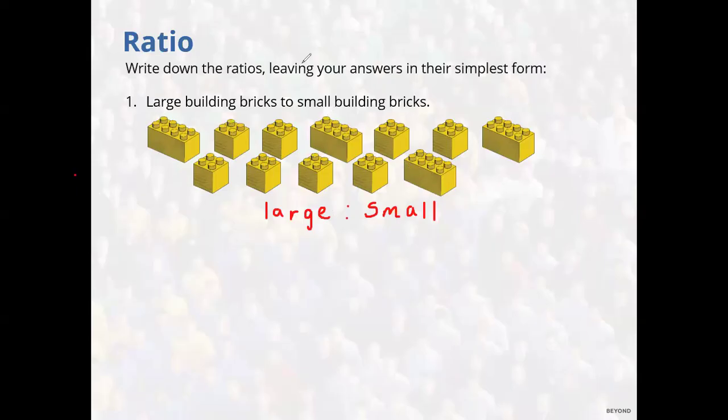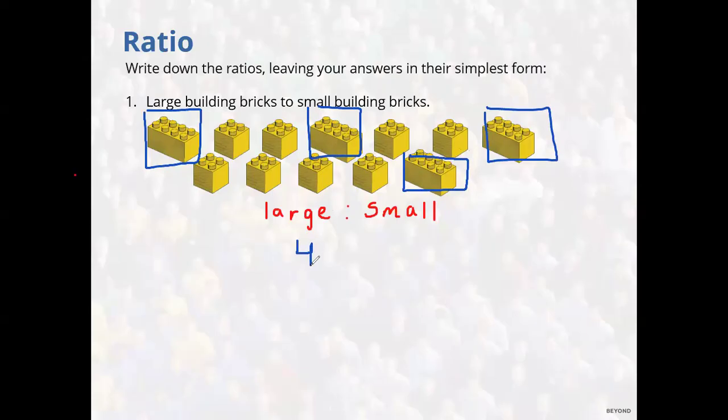Let's count the large building bricks, and I'm going to use this blue for the large ones. This is 1, this is 2, this is 3, and this is 4. I only see 4 large ones, so I'm going to put 4 here. Do y'all agree? I only see 4. Yes, sir. So now we're going to do the small ones. For the small ones we're going to say 1, 2, 3, 4. I only see 4. Y'all see any more?